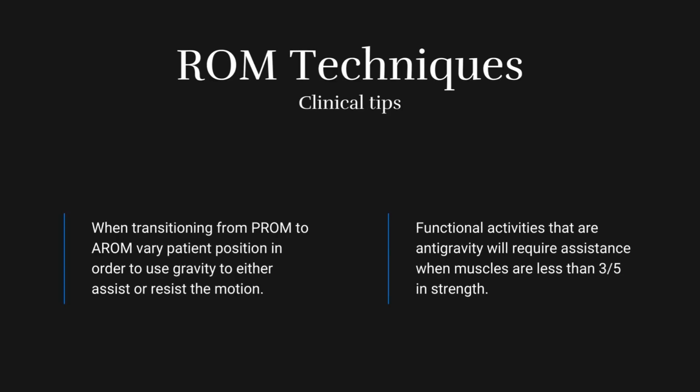So now there are some clinical tips about range of motion techniques. When transitioning from passive range of motion to active range of motion, vary the patient position in order to use gravity to either assist or resist the motion, because in active range of motion we have to assist or resist. So when we are transitioning the patient from passive to active, vary the patient position so it should be easy to assist or resist the motion. Then the second point is functional activities that are anti-gravity require assistance when the muscles are less than 3 by 5 in strength.